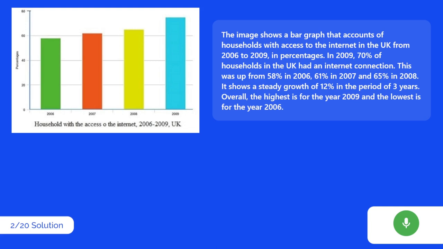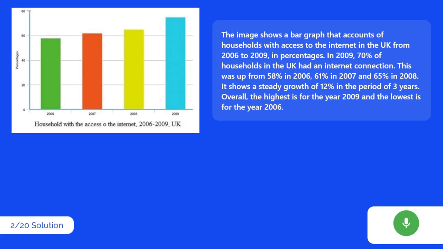The image shows a bar graph that accounts for households with access to the internet in the UK from 2006 to 2009, in percentages. In 2009, 70% of households in the UK had an internet connection. This was up from 58% in 2006, 61% in 2007 and 65% in 2008.